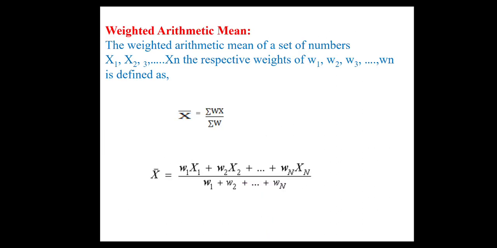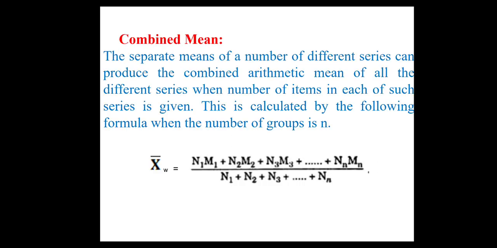Then, weighted arithmetic mean. Apart from these two, here are some more. The weightage will be given for a certain set of numbers. Then x1, x2, up to xn are the representatives of weights w1, w2, w3, up to wn, defined as summation wx divided by summation w, that is w1 x1 bar, w2 x2 bar, and so on, divided by w1 plus w2 plus w3 up to wn. This is the weighted arithmetic mean formula.